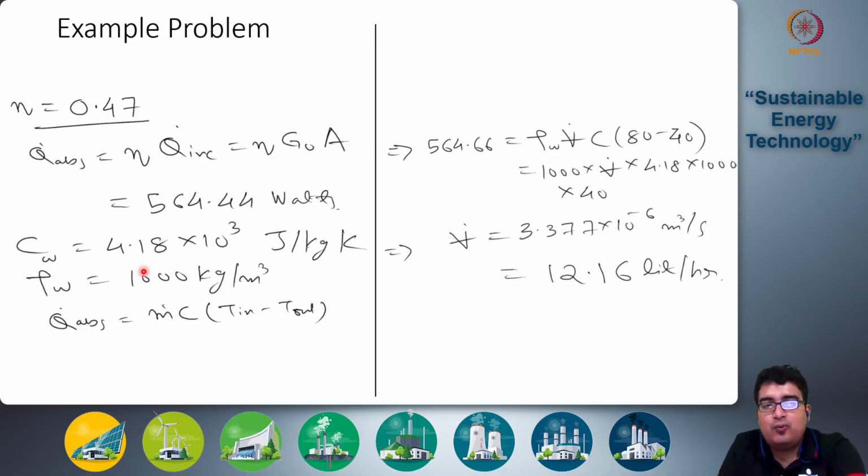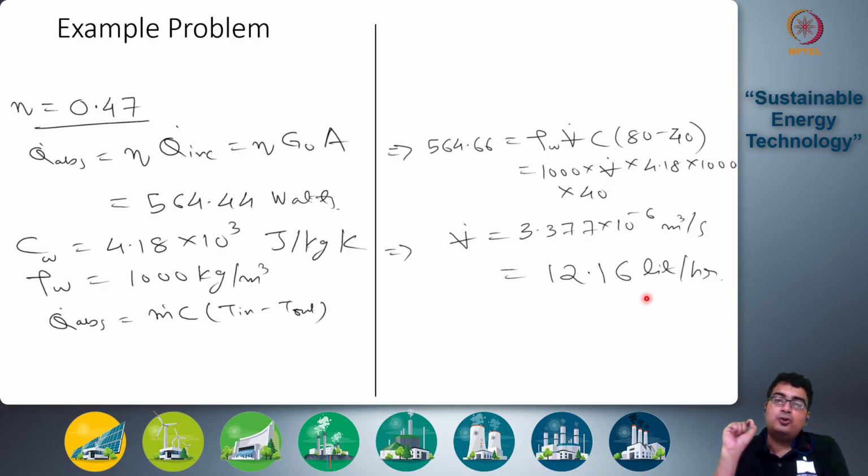The specific heat of water is 4.18 into 10 to the power 3. Density of water is 1000. So Q dot absorbed is this expression here, 564, the density of water into volume flow rate of water into specific heat into 80 minus 40. You get all these values. So the volume flow rate of water becomes 3.377 into 10 to the power minus 6 meter cube per second. Convert into liters per hour, it becomes 12.16 liters per hour.